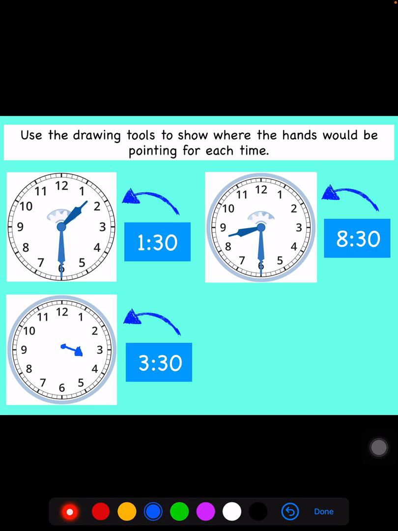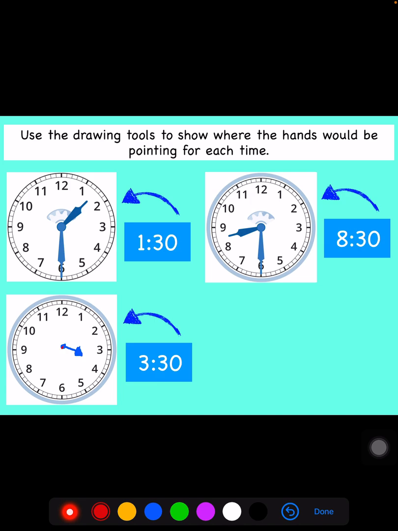There's my hour. Now we have to do minutes. I want you to take a second to think, what number should my minute hand be pointing to show 30 minutes? If you are having a hard time, start at 12 and start counting by 5s until you say 30. 5, 10, 15, 20, 25, 30.